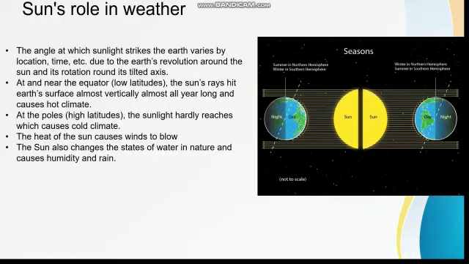So, as you know already, at and near the equator, the sun's rays hit the earth's surface almost vertically, almost all year long, and this causes hot climate in this area. Whereas near the poles, the sunlight hardly reaches, which causes the cold climate. So, the heat of the sun causes winds to blow, and the sun also changes the state of water in nature and causes humidity and rain. So, let's see in detail about this. Before that, what is humidity?